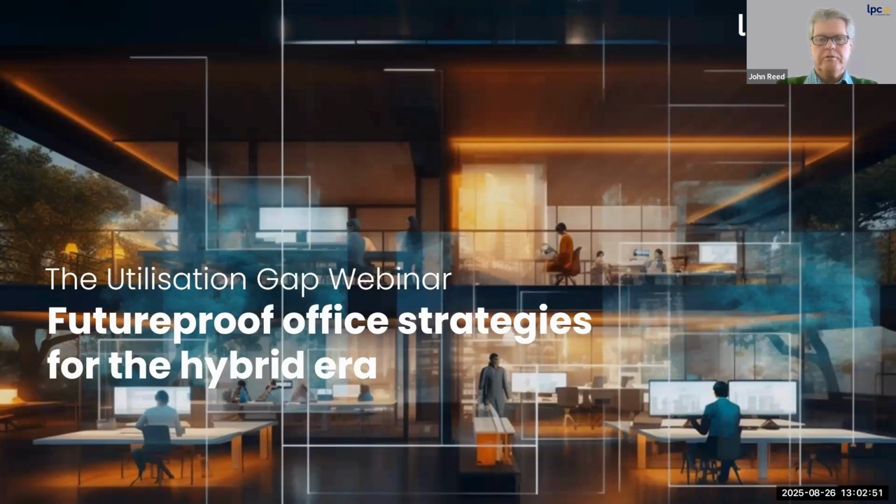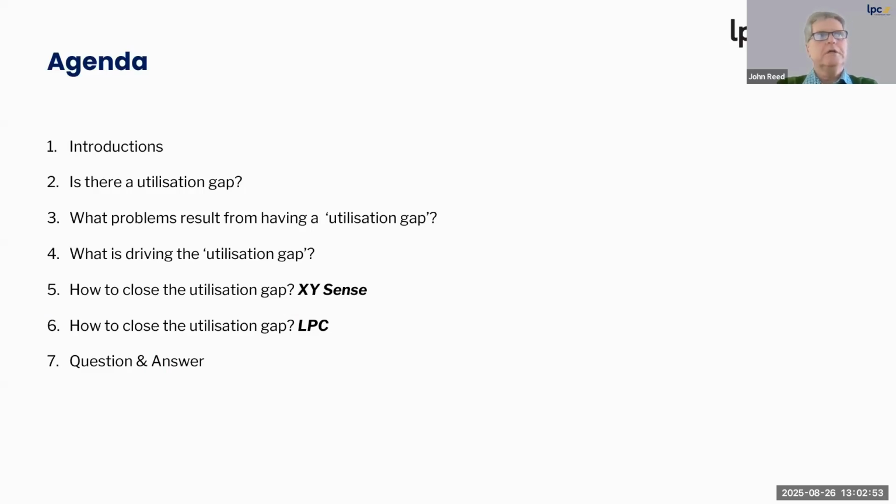The next slide is the agenda for today, which gives us an indication of how this topic is going to be tackled. So we'll start with introductions. Presenters will introduce themselves and the two companies that are presenting today. The second is we'll deal with the question, is there a utilisation gap? It really doesn't make sense to go through the rest of the agenda if we haven't established that there is a utilisation gap. The third, what problems result from the utilisation gap for lessees and businesses? What is driving the utilisation gap today and into the future? How to close the utilisation gap?